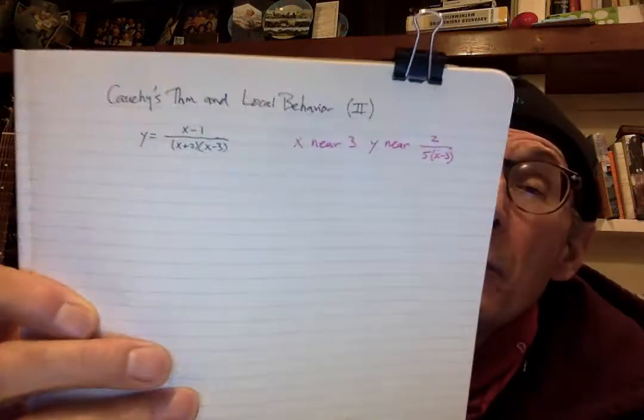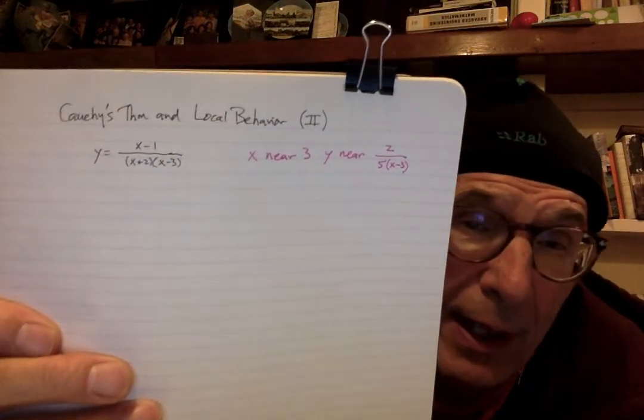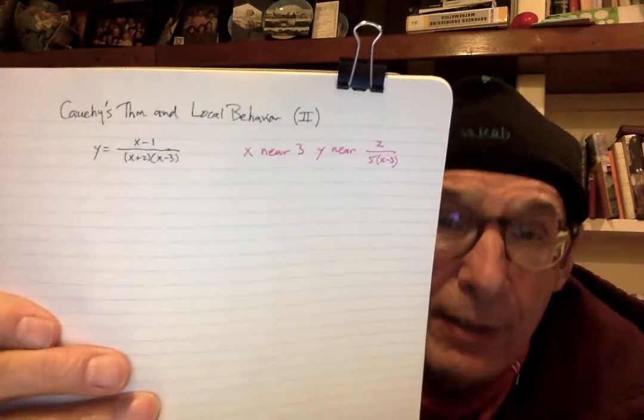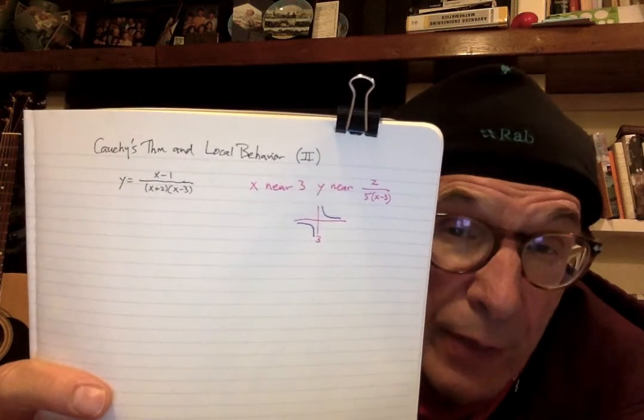So what we do is we get a pretty good handle on the local behavior of y near 3, and it's a shifted and scaled graph of 1 over x. And so we can make a little local graph like this, since we know 1 over x is the hyperbola. And so what we can say is that y looks like this near 3.